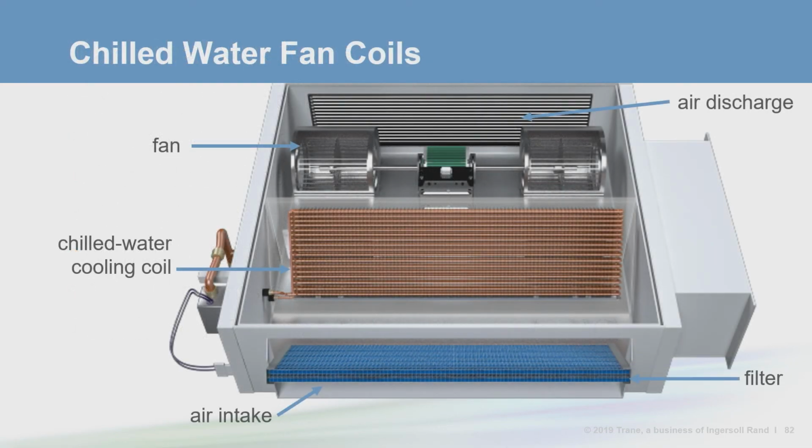So our first terminal system to discuss is a common fan coil. As its name implies, it consists of a chilled water coil and a fan at a minimum. These units primarily draw return air from the zone and pass them through the coil. The air is then discharged directly to the zone or to a duct that's connected to one or more diffusers.